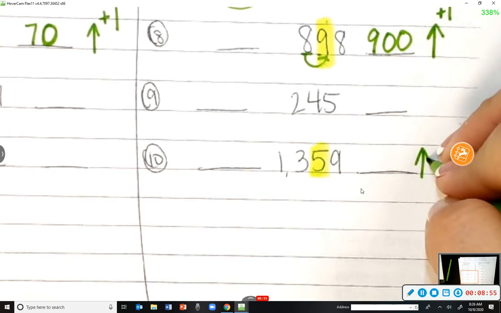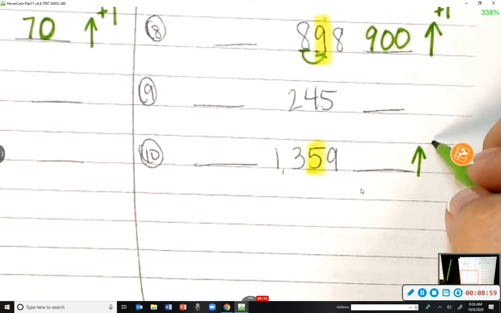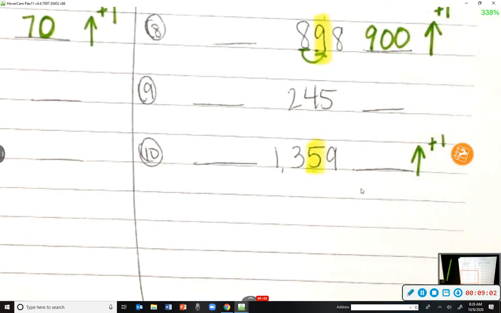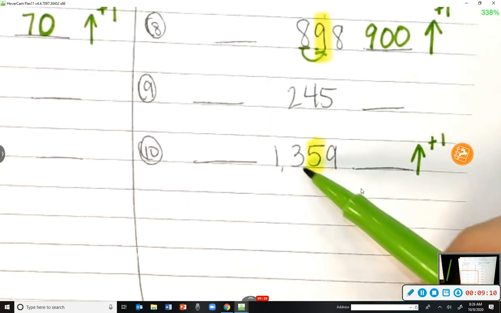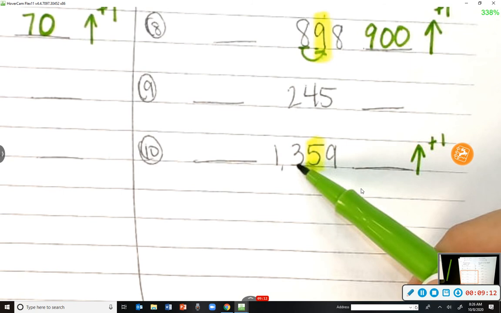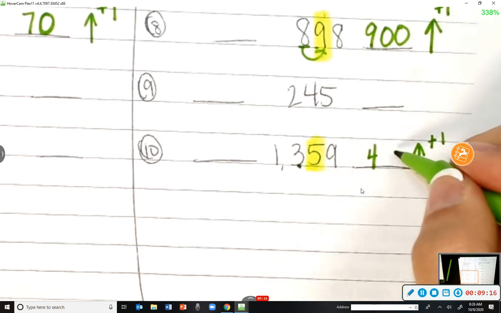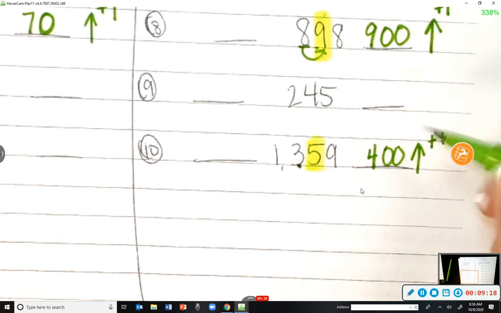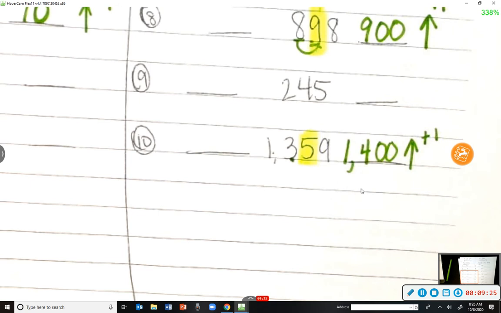Up. So when we round up, we're going to add 1 to the place we're rounding to. What place am I rounding to? Tens. No. Hundreds place. So the 3 needs to become what? 4. Everything behind it becomes 0. What do I do with this 1? We leave it. 1,400.